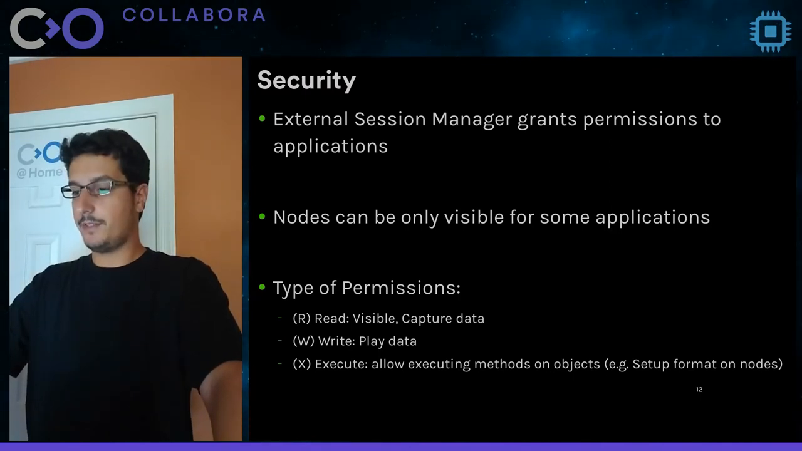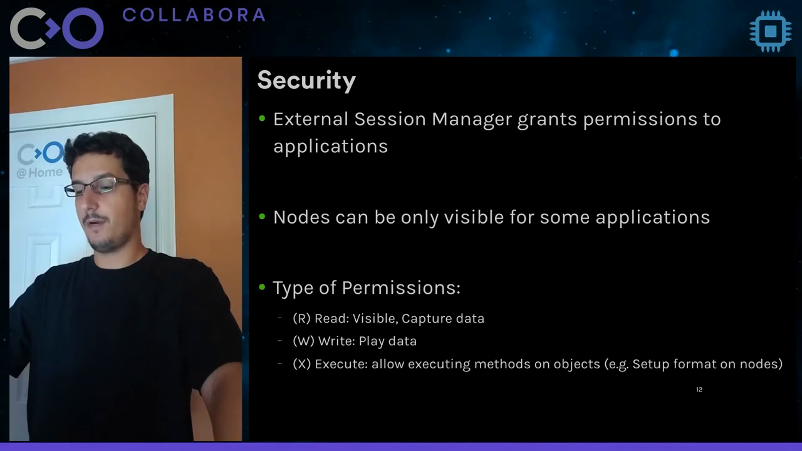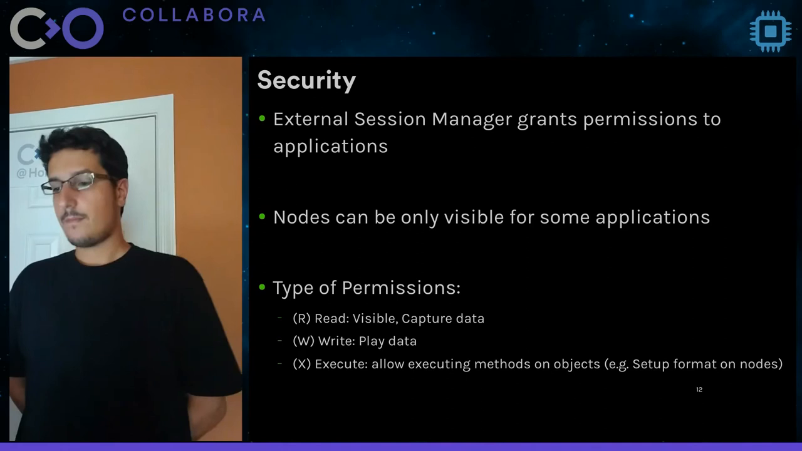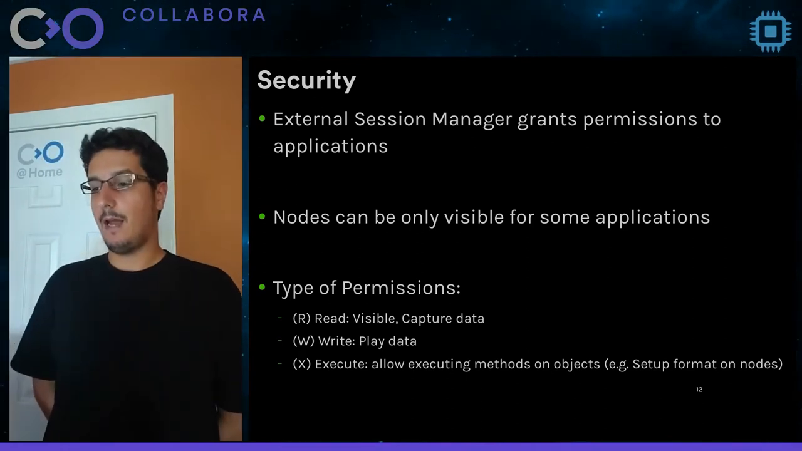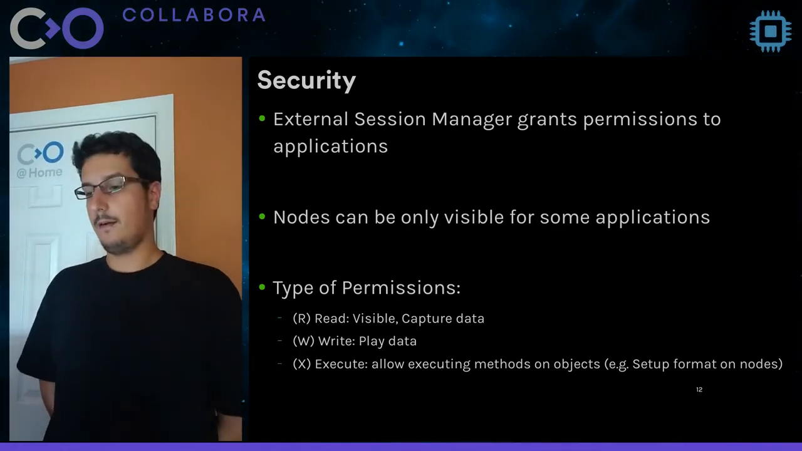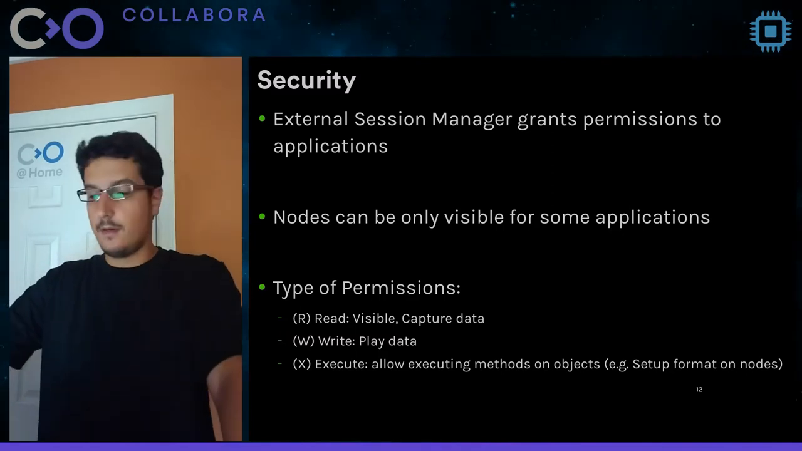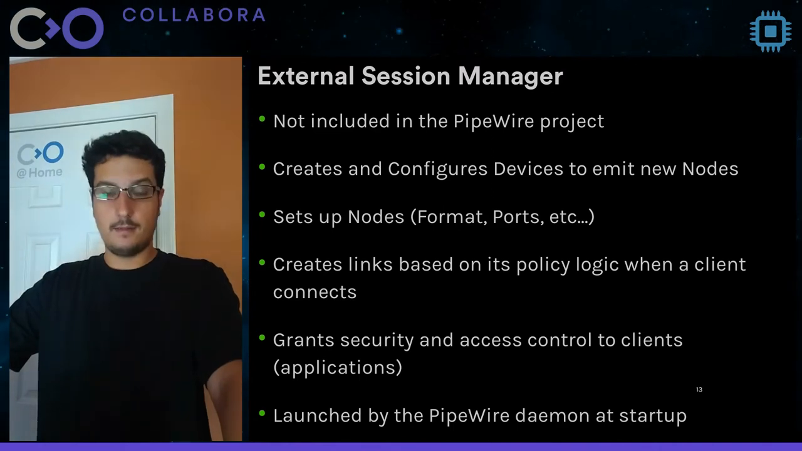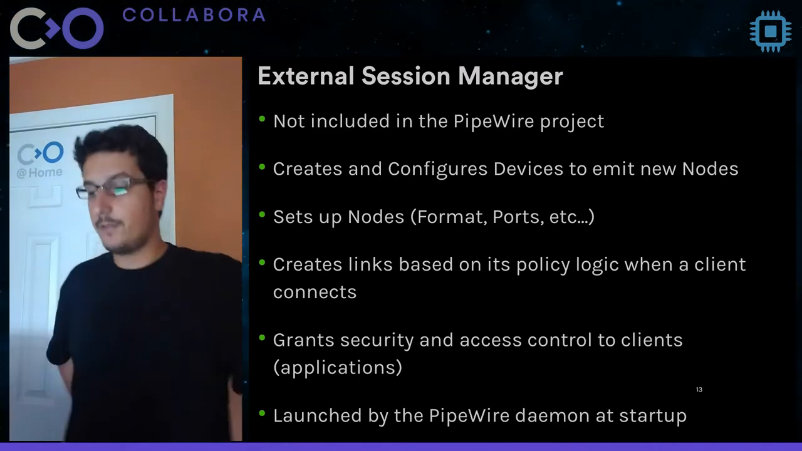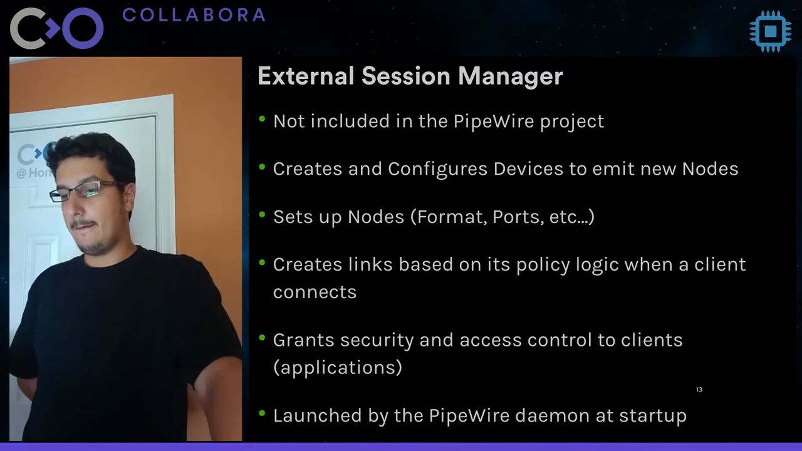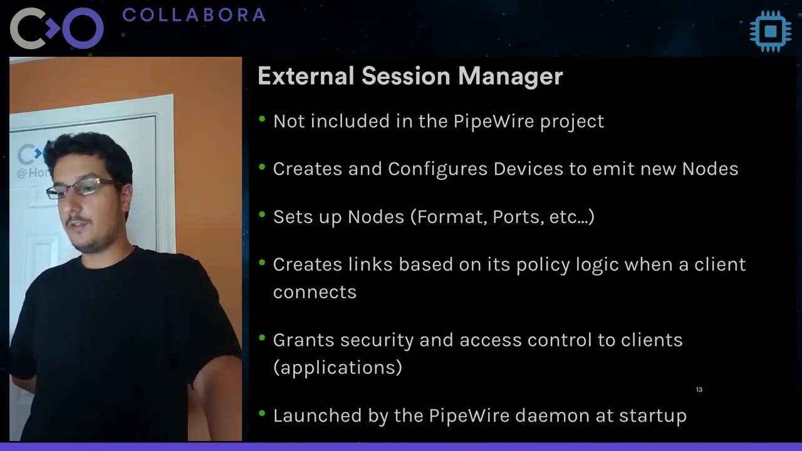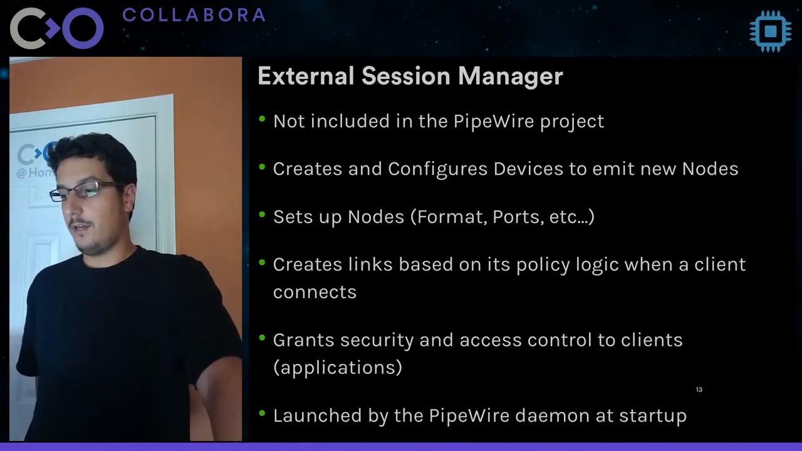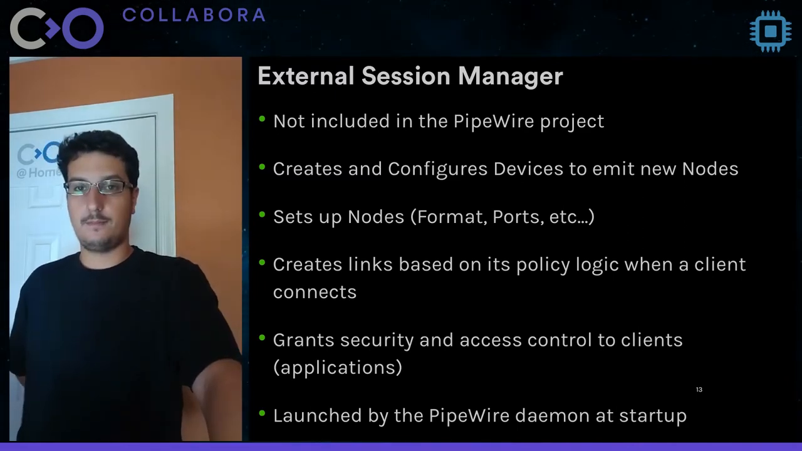Now, there are three kinds of permissions: read permissions, write permissions, and executable permissions. The read permission allows you to see the node and capture data from it. The write permission allows you to play buffers in a node. And the execute permission allows you to configure the node. It allows you to set up formats and all of that.